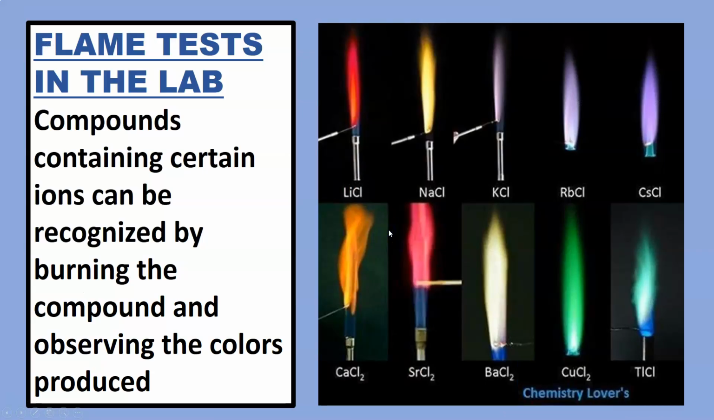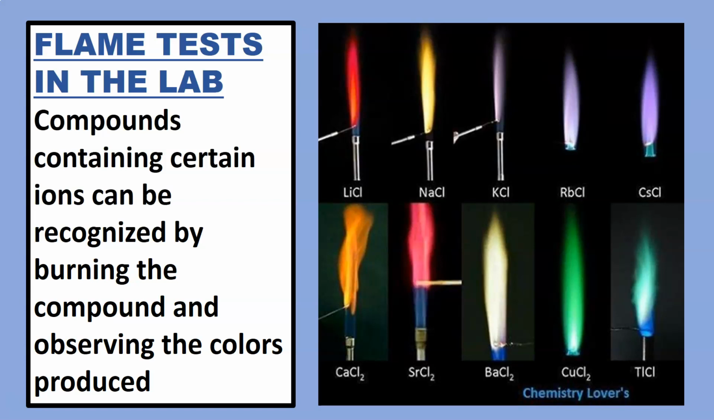Okay? So in our lab, what we can do is use these unique emission spectra to be able to identify which element we're looking at. Things are going to turn different colors when you put them into a Bunsen burner flame, and you can use the color of that to decide which element you must have been looking at.